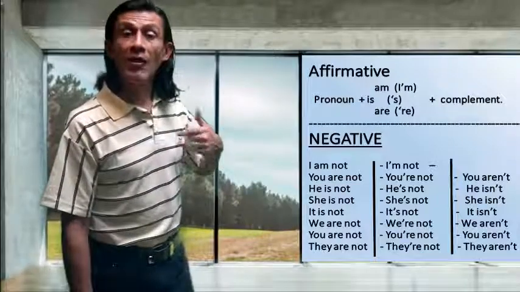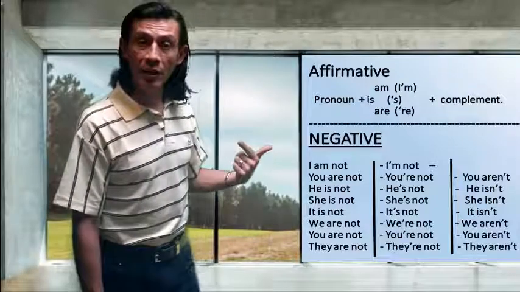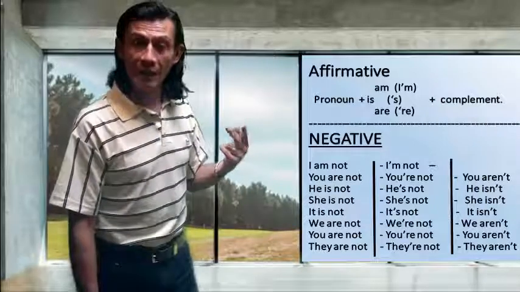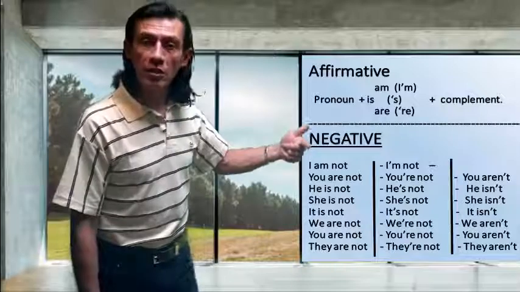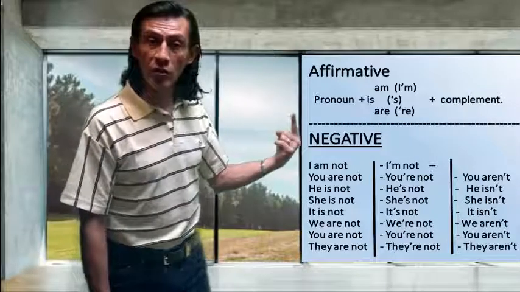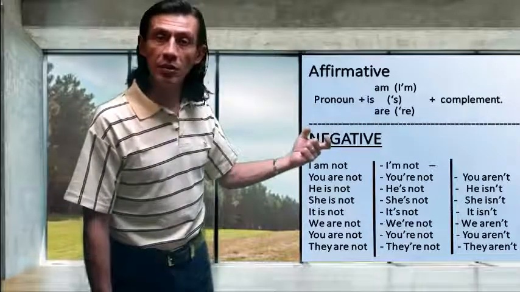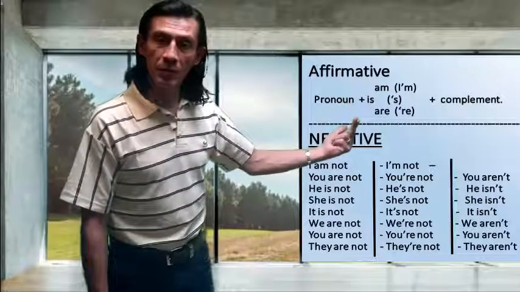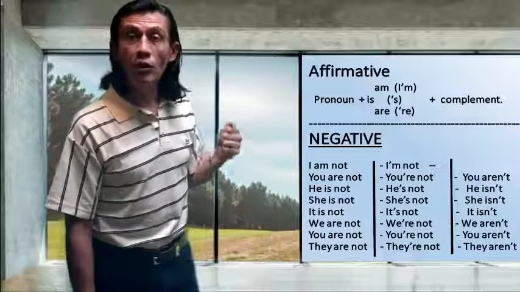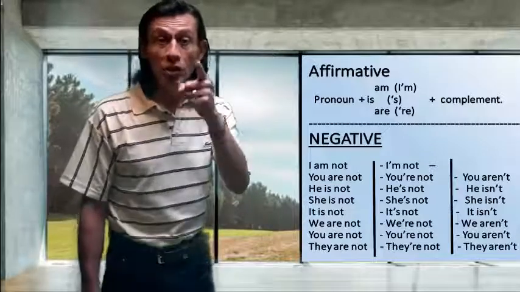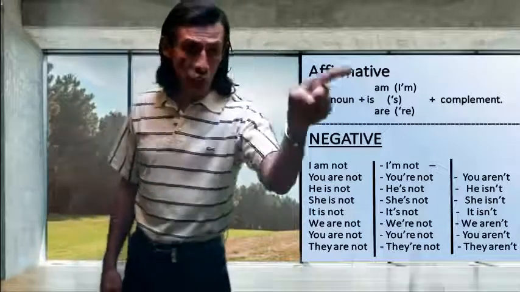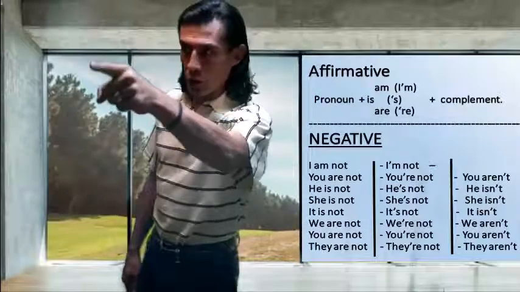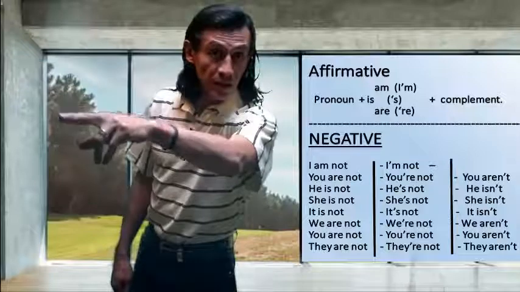We, affirmative, we are, or we're. Negative, we are not. First contraction, we're not. Second contraction, we aren't. The next person, you. In this case, you is plural. Remember this, is you, and you, and you, and you, and you, and everybody else.